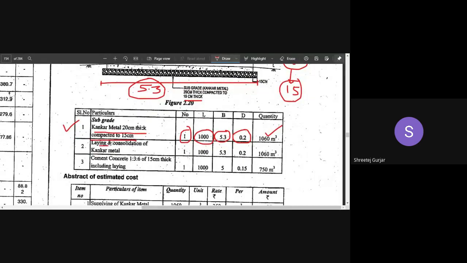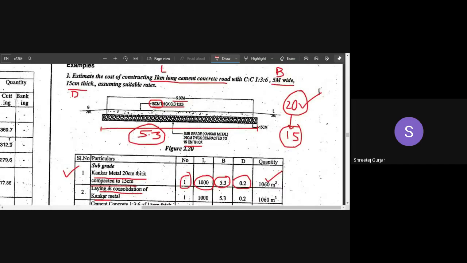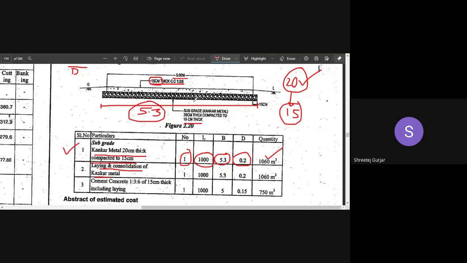Now for laying and consolidation of cone and metal, the same thing. We have calculated the quantity which is required for a subgrade, the quantity of cone and metal. Now what is the quantity that we need to consolidate? We have to calculate. So it is nothing but the same thing, 1 into 1000 into 5.3 into 0.2. This is your material required, and this is the labor component.